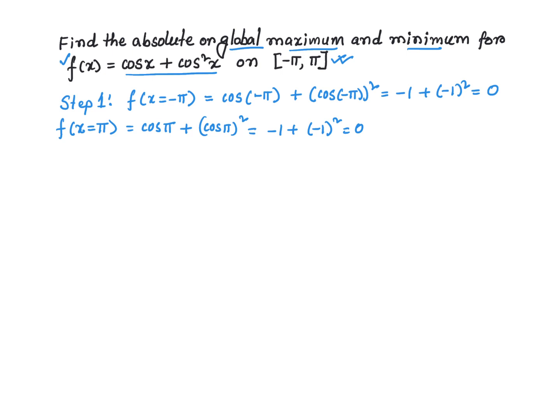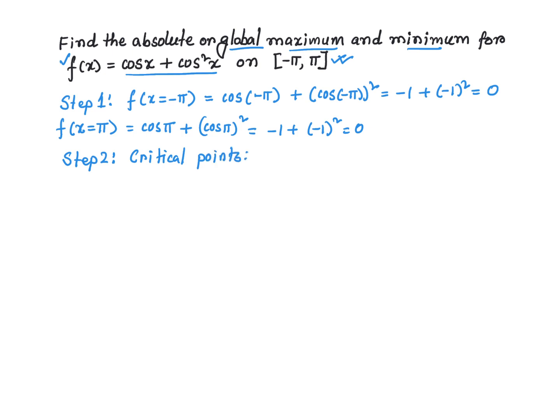Now that I have the values for the function at the boundary points, I need to go to the next step, which is finding the derivative of this function and setting it to 0. Why do I do it? Because I need to find the critical points for this function.